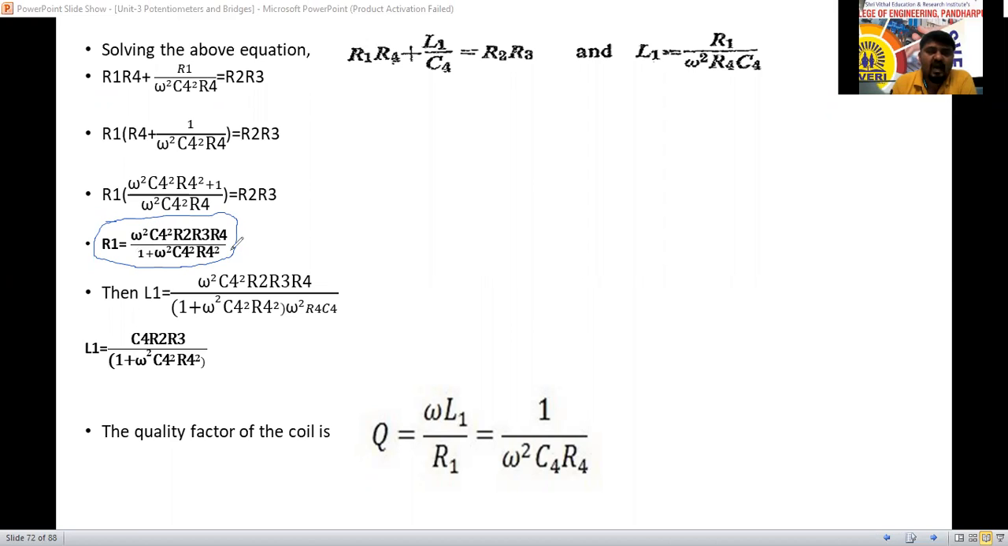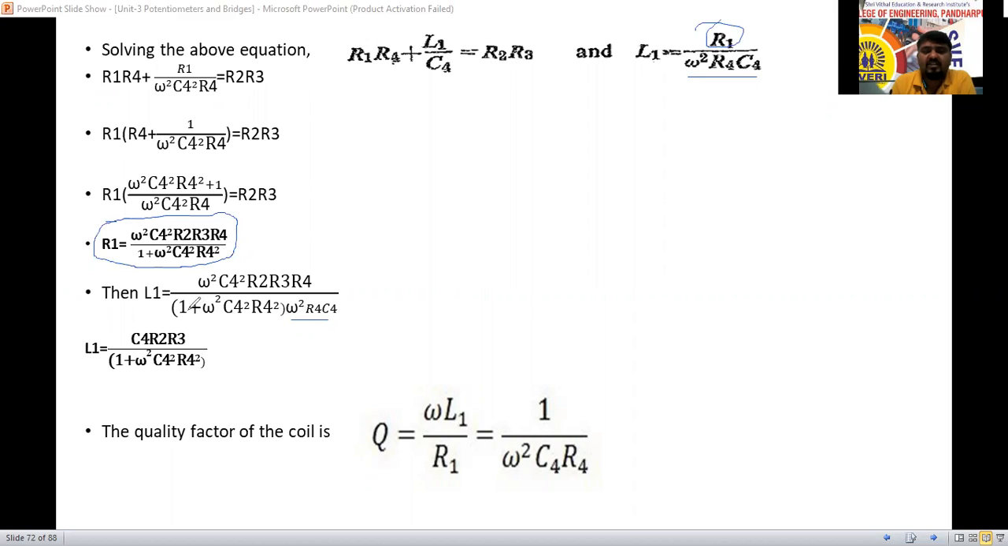Now what you do? You substitute this R1 in this equation here. Now you substitute this R1 in the L1 equation, here you substitute now. Substitute the value of R1 here. What you will get? Then L1 equal to, in place of R1 I will write omega square C4 square R2 R3 R4 divided by, already this omega square R4 C4 is there, we keep that outside. 1 plus omega square C4 square R4 square into again omega square R4 C4 here.